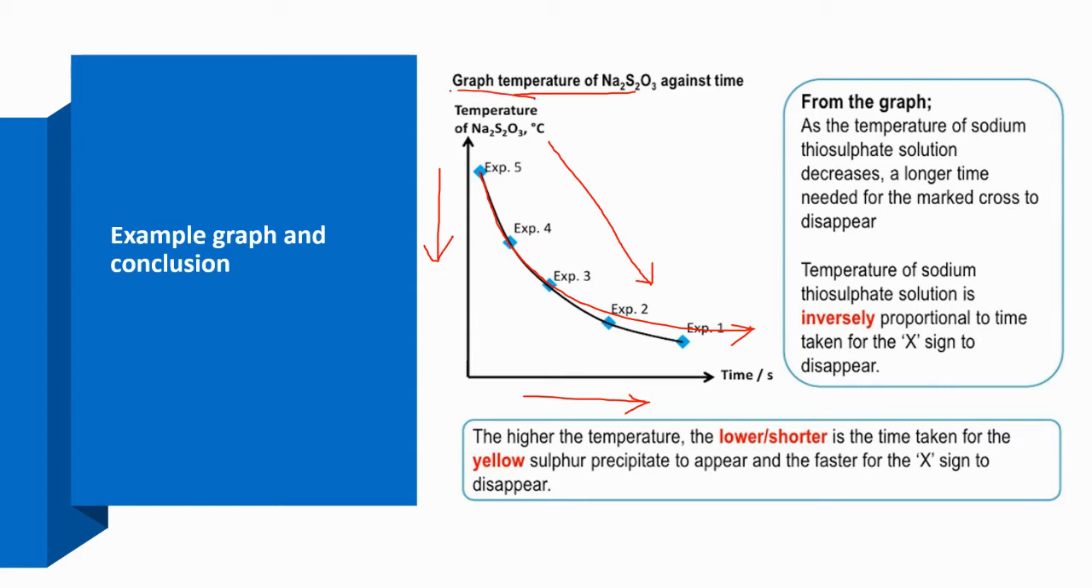Now the independent variable is actually the temperature or the concentration. So the higher the temperature, the shorter the time for the cross to disappear, and so therefore we need to link it to rate. We'll talk about this a bit further on too. In our aim, we talk about rate, so make sure we link time to rate.